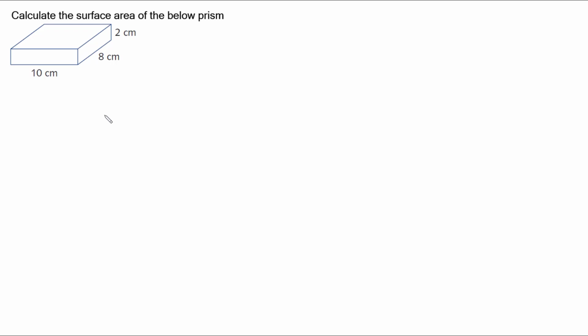Hi, in this video I'm looking at calculating the surface area of this rectangular prism. Now I'm going to do this just by looking at it and seeing what shapes there are. And really they're all rectangles.